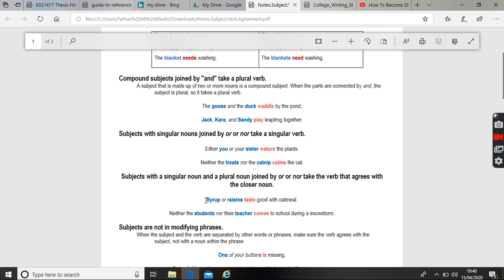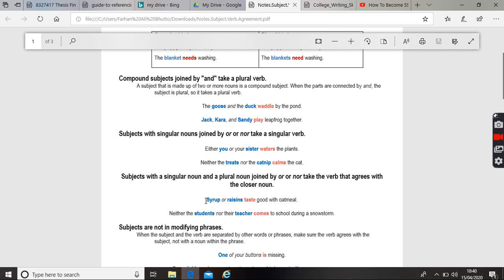For example, syrup or raisins taste good with oatmeal. We have two subjects, syrup and raisins. Syrup is a singular subject, while raisins is a plural subject. Now, which subject is closer to the verb taste? Of course, it's raisins. And since raisins is a plural subject, the verb has to be plural. Syrup or raisins taste good with oatmeal.